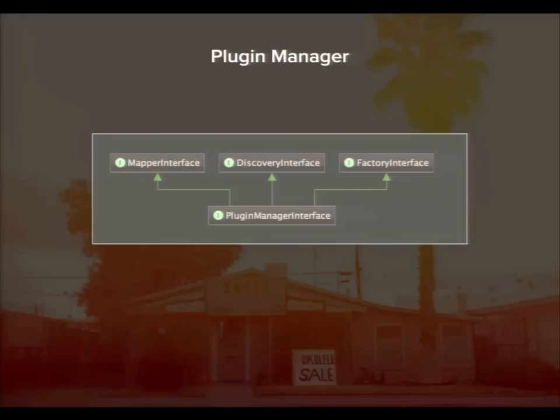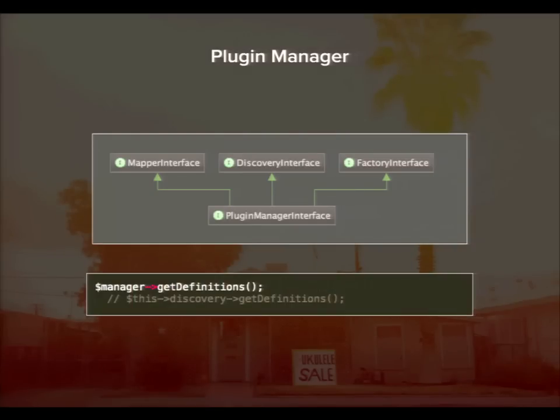So now you have to just deal with one class, not necessarily three different classes. For instance, you instantiated a mapper, you instantiated a manager, and you're saying, hey, get all the definitions. The plugin manager itself doesn't have to re-implement what get definitions means. Instead, you can just assign the discovery property within it to a discovery class and just proxy the get definitions itself. So when I say manager get definitions, really what it's doing is calling the discovery class to get the definitions for it and just passing that along.